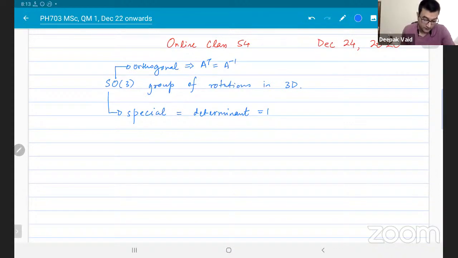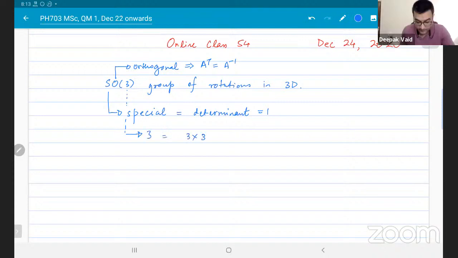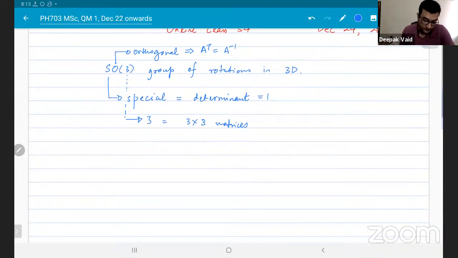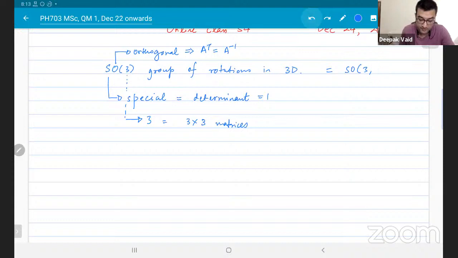And what about 3? 3 by 3 matrices, right? Real or complex? Real. We have not specified it, so it's real. Otherwise, if you want to be very careful about it, you would say SO3R, but it's fine. You can just say SO3.